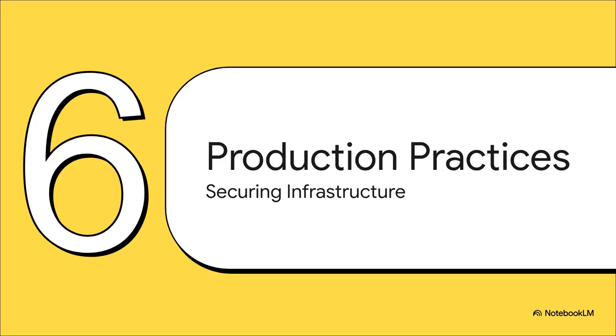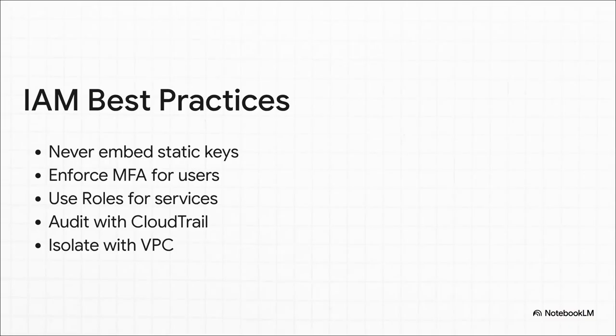Section 6. Best Practices for Production. Okay, so how do we actually apply these concepts safely out in the wild? Here are a few absolutely essential production rules. First up, never ever embed static access keys in your code or push them to a Git repository. Honestly, hard-coded credentials leaked on GitHub can compromise an entire company in minutes. It happens all the time.